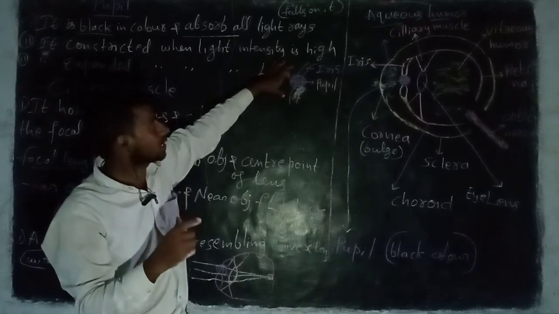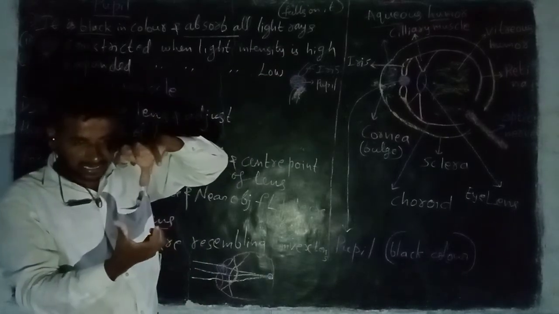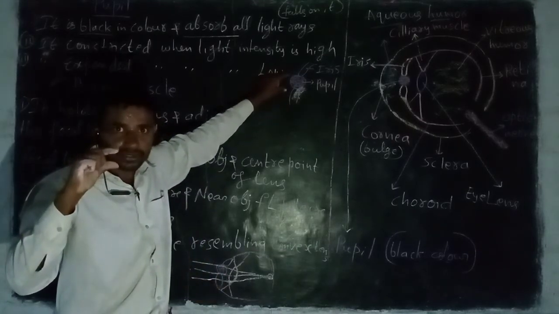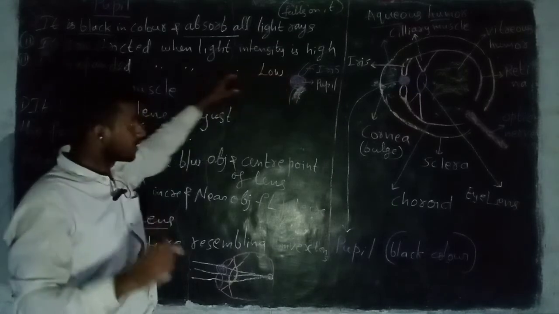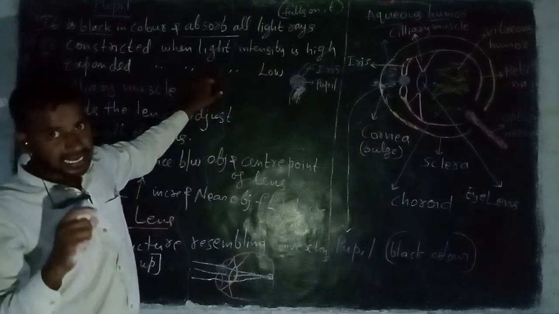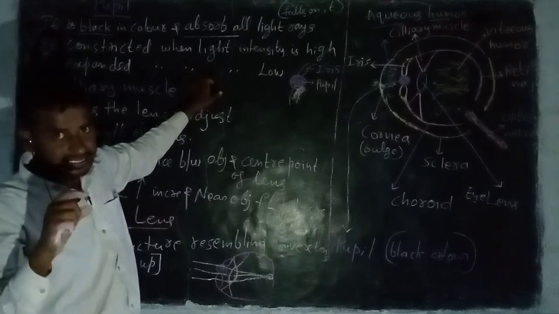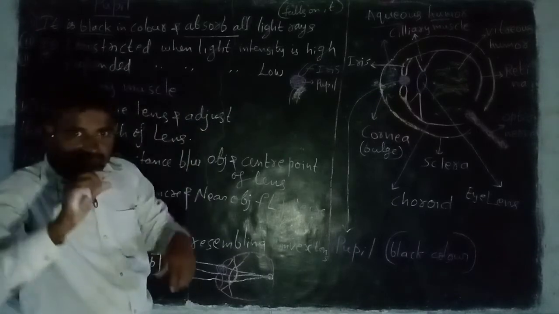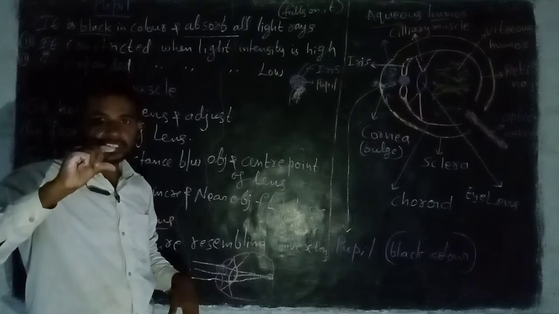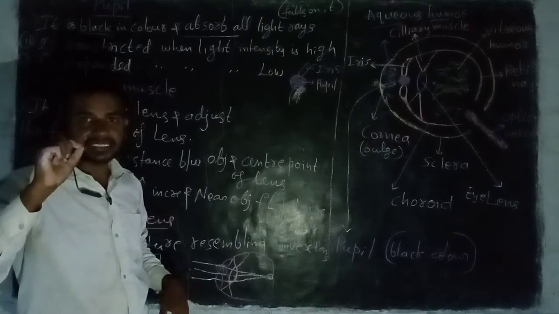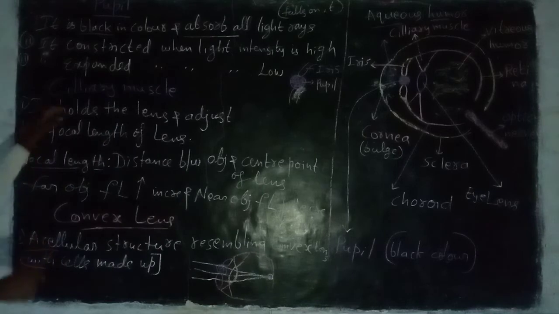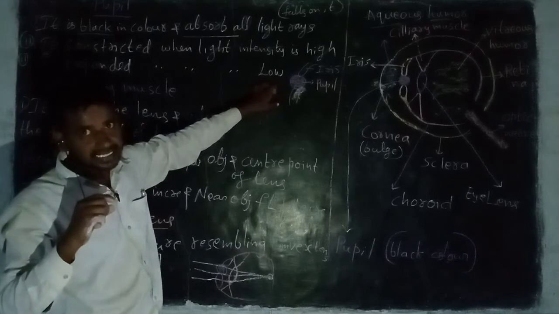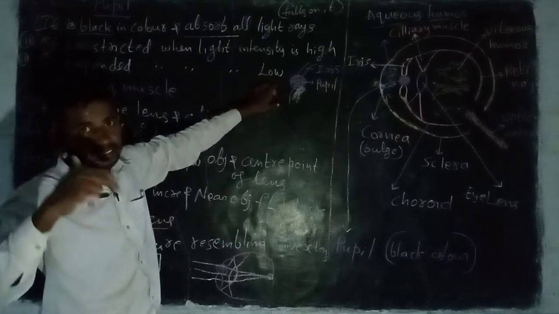Both adjustments are done by the irises. They constrict, meaning they make the pupil small. When low light is there, the pupil can expand, meaning the pupil becomes big. Pupils become big when light rays are low. Why the pupil becomes constricted and expanded, we will speak about later.